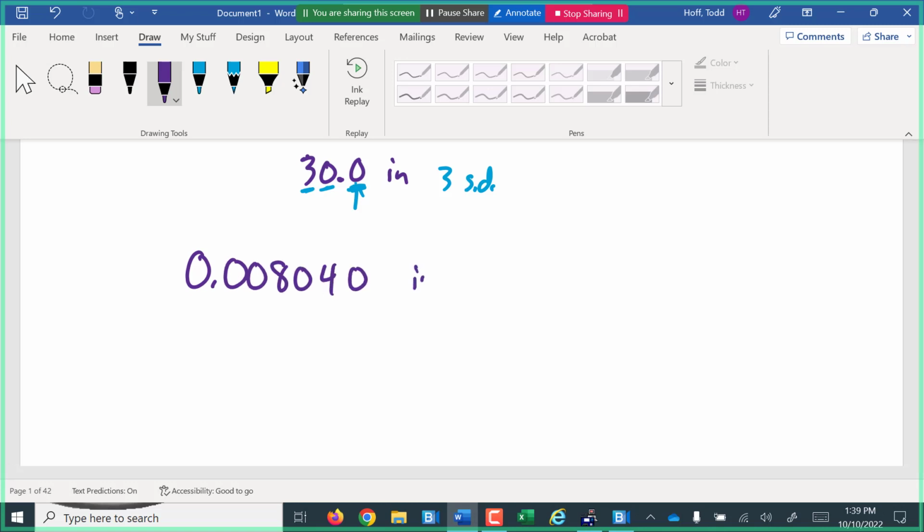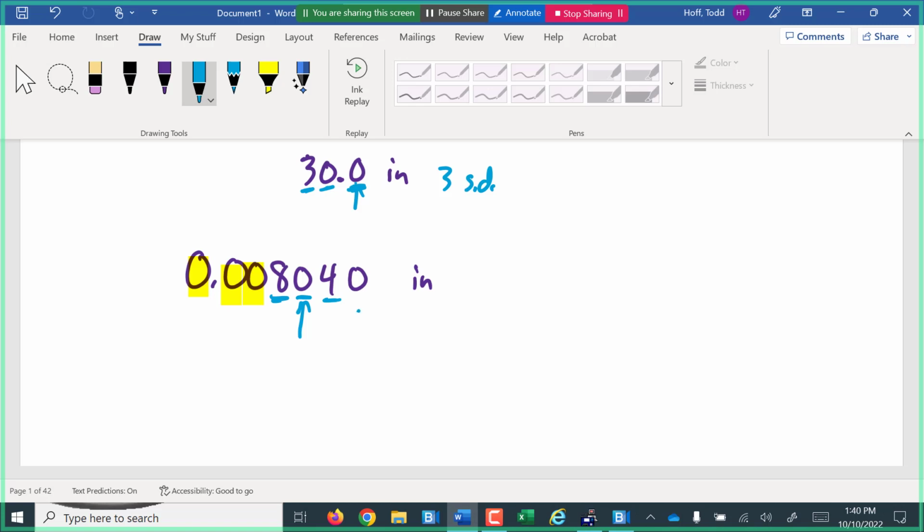0.008040 inches. So here, the 8 and the 4 are definitely significant because they're not zeros. These zeros up here, however, are not significant because they are just placeholders. This 0, how about this one? Is that one significant? Yes or no? Yeah. Perfect, because it's between the 8 and the 4. So yes, that is significant.